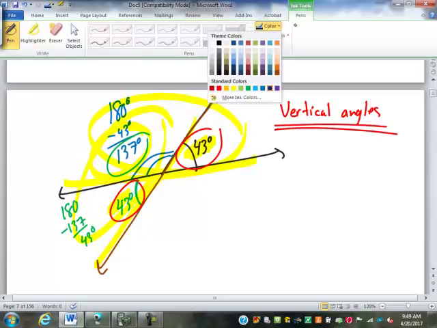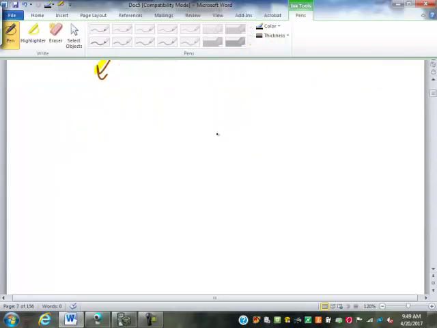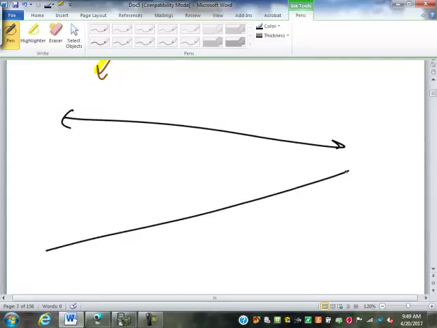There is a second pair of vertical angles in this drawing. Can anybody tell me what it would be? We have the 43 and 43. You got it. 137 and 137. So anytime there's two intersecting lines, there will be two pairs of vertical angles. Pretend that's straight.